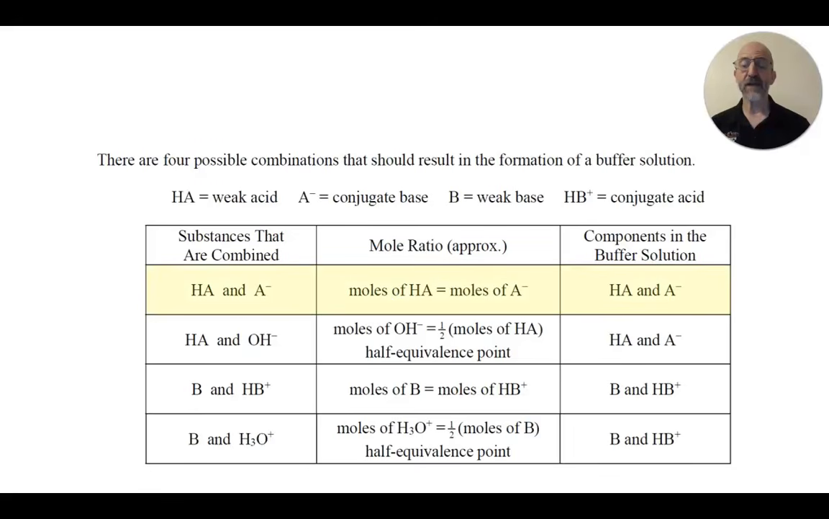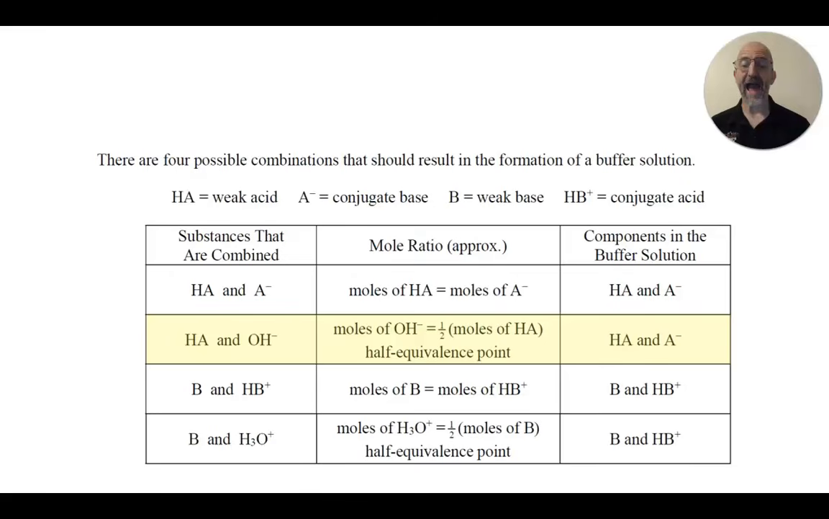So let's say we combine HA and A-. As long as the ratio of moles is approximately 1:1, then we have a good buffer in which HA and A- are present in equal amounts. But here's another way to make a good buffer.